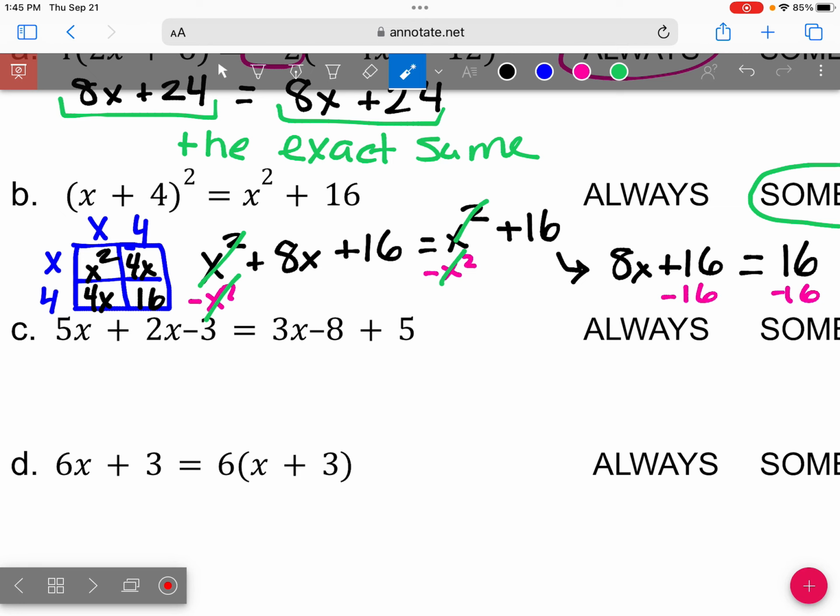Okay? So these squared ones are going to be the ones that kind of kick us in the teeth. So be careful with those and go slow.